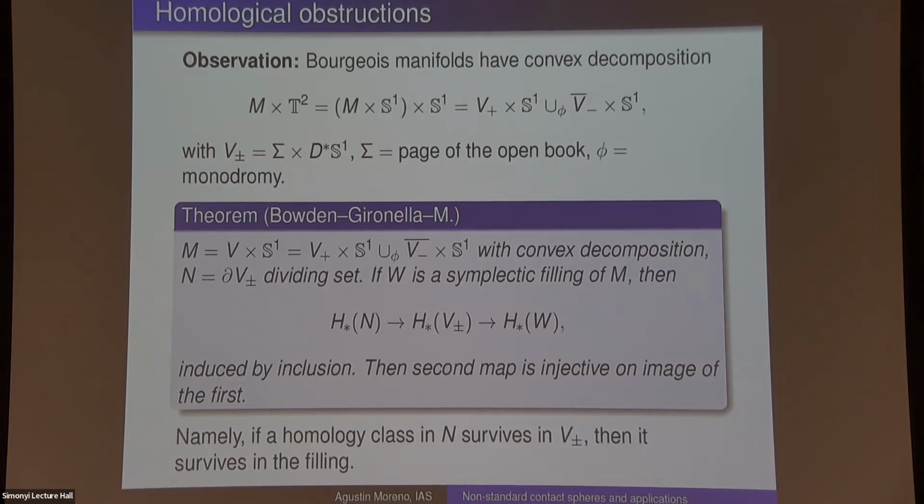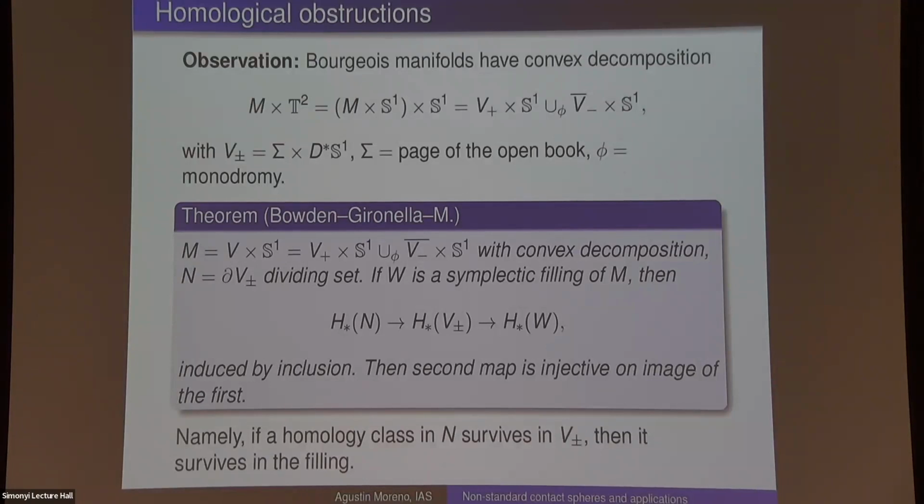So I look at the inclusion of the dividing set inside each of the two pieces, V plus and V minus, and I look at the inclusion of V plus and V minus inside the filling, and then I look at the maps and do some homology. So I have a sequence of two maps. The claim is that the second map is injective on the image of the first.